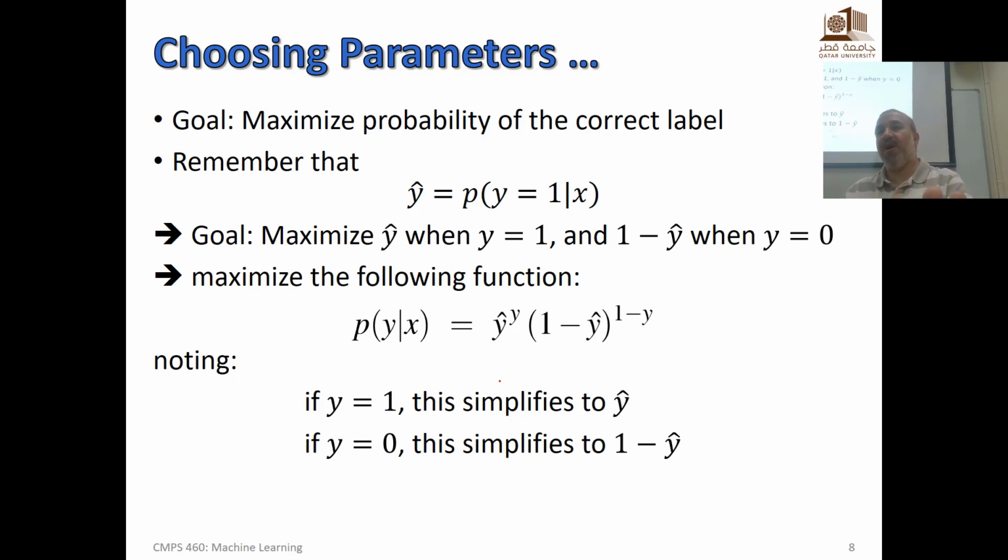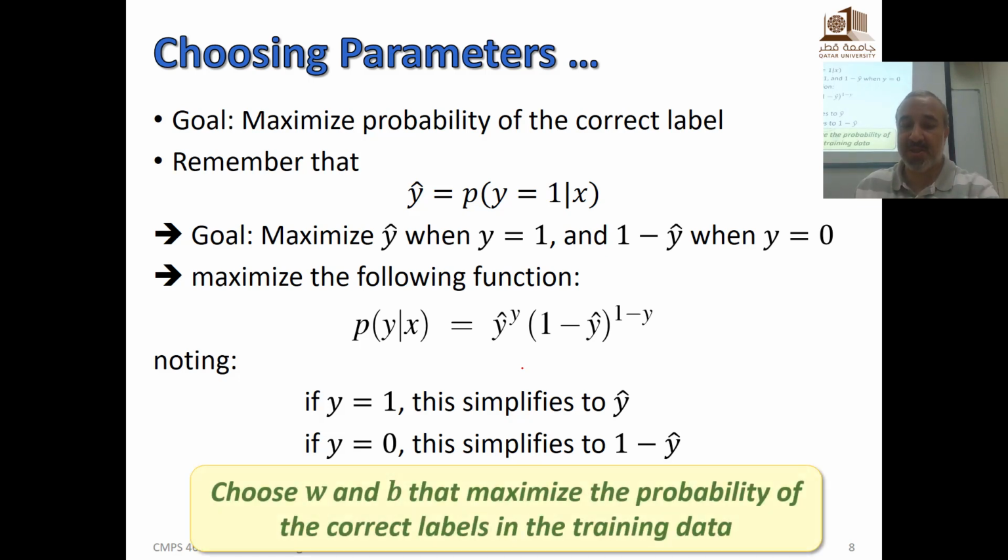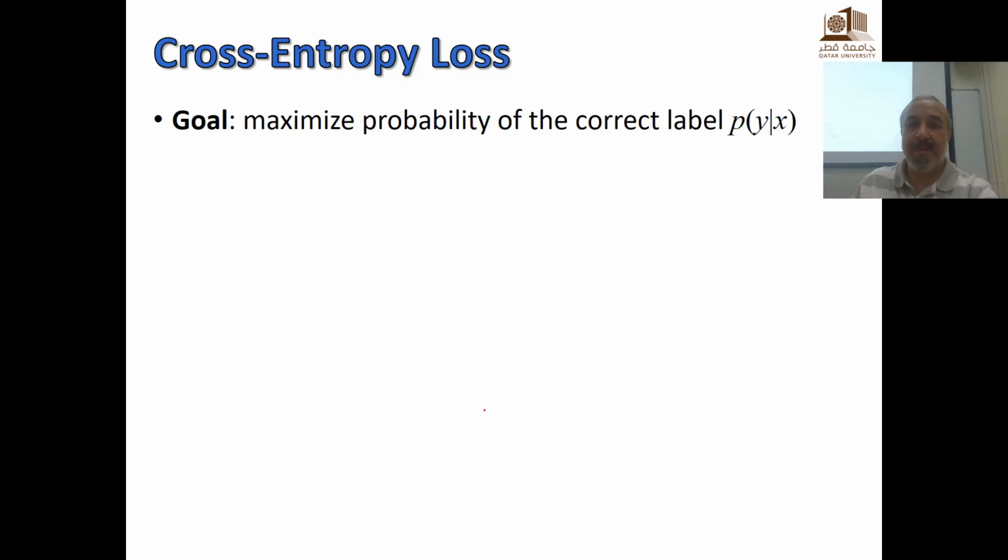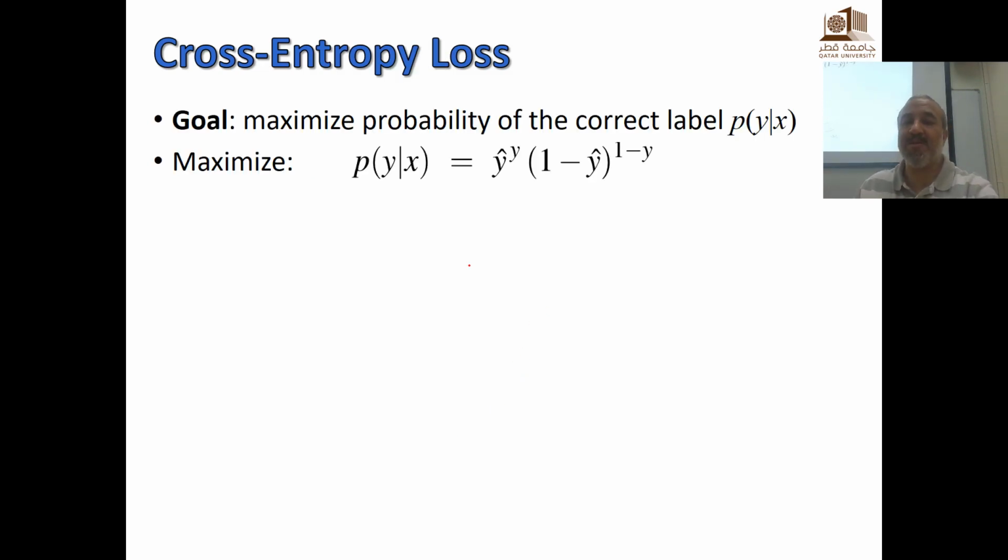If you are now convinced that this is the function that we want to maximize, then we need to think about how to maximize it. So we will choose the weights and the bias that will maximize that function. That's the strategy of the training or the learning phase. We want to get the weights and the bias that will maximize that function, which gives us the probability of the correct label. So the goal is to maximize the probability. This is what we saw in the previous slide.